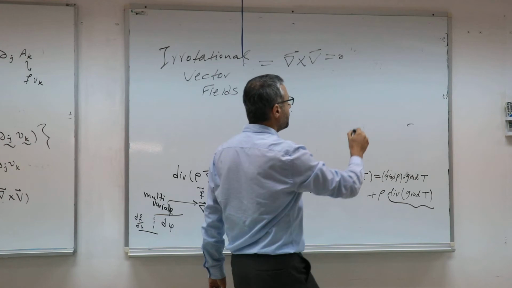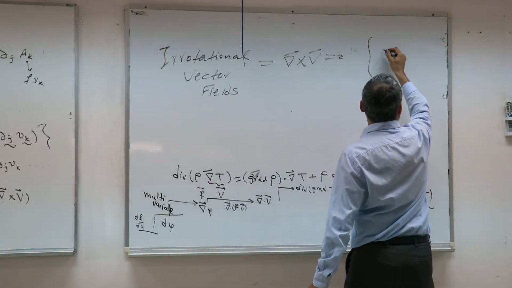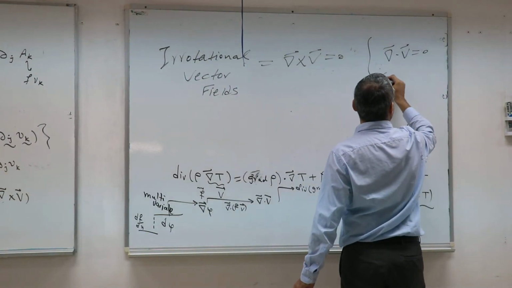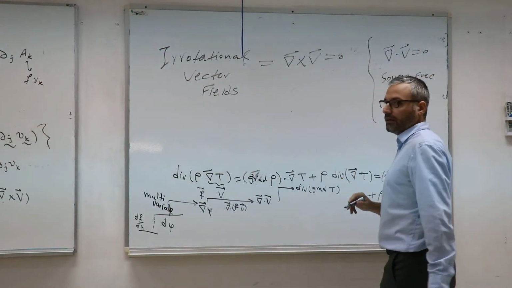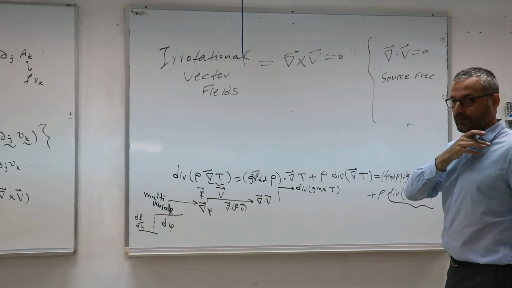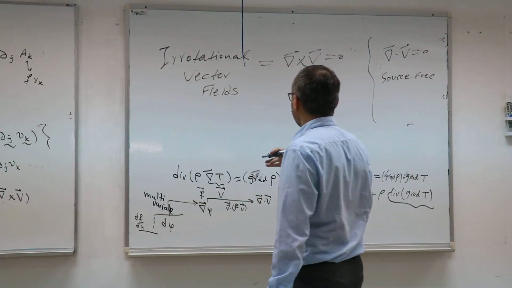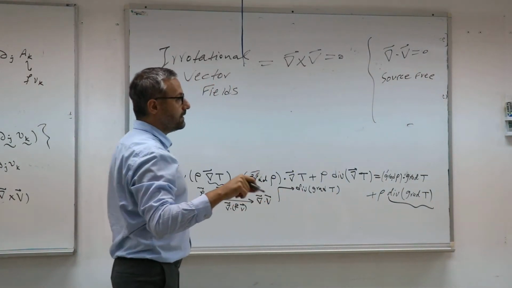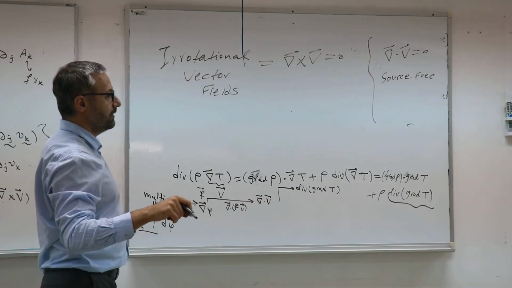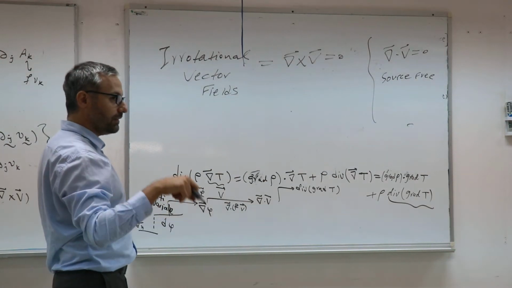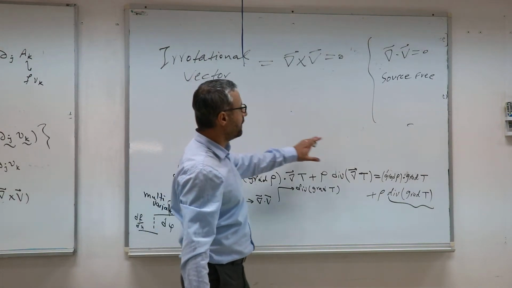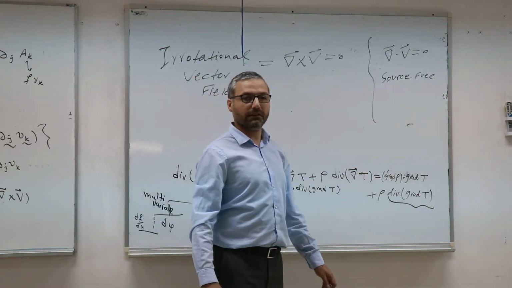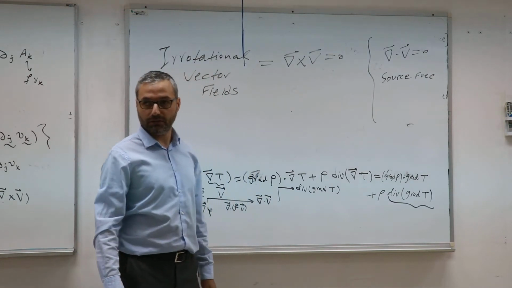So you get two things. Divergence of v is 0, I call it source-free, and this one I call irrotational. You need to know that still there is no solution for the equation of the fluid which is irrotational and source-free. We cannot find the form of the fluid.